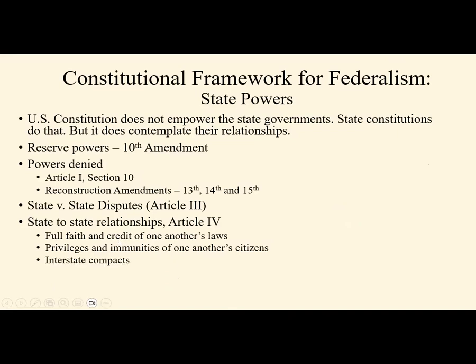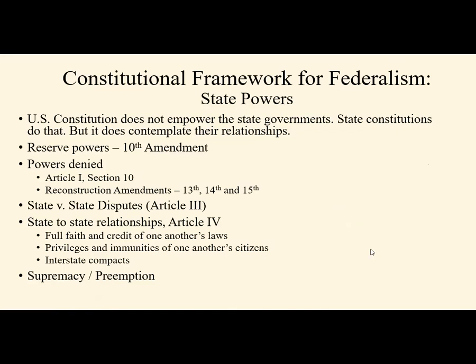Article 4 also provides for interstate compacts. So two or more states can enter into a contract or an agreement with one another. An example of that would be water usage out west. Several states have entered into agreements on access, for example, to the Colorado River that crosses through several states. So the Constitution is going to back up those agreements.